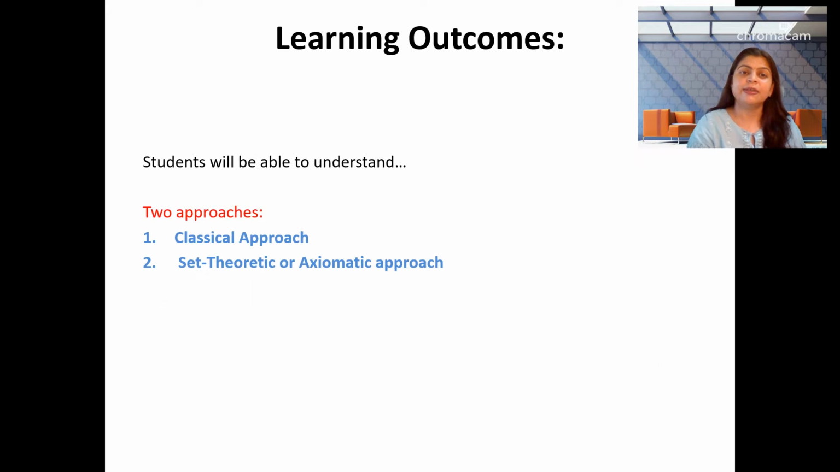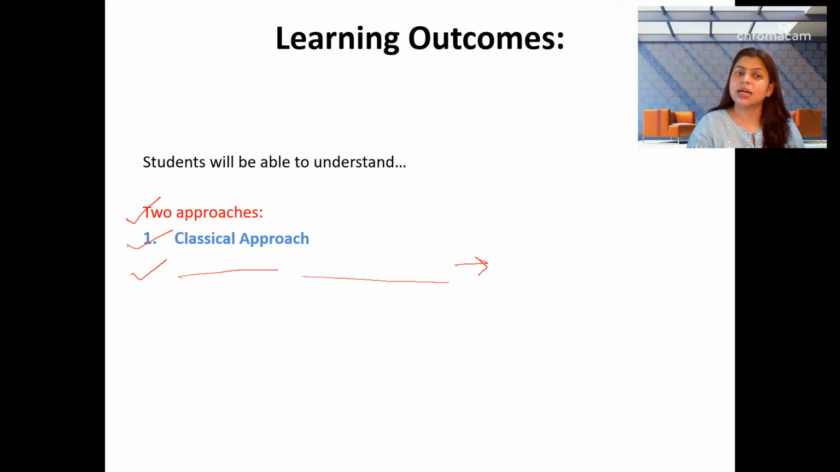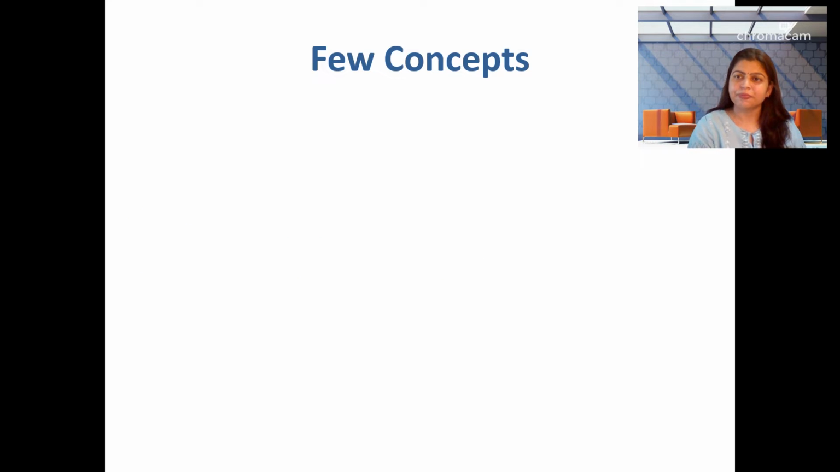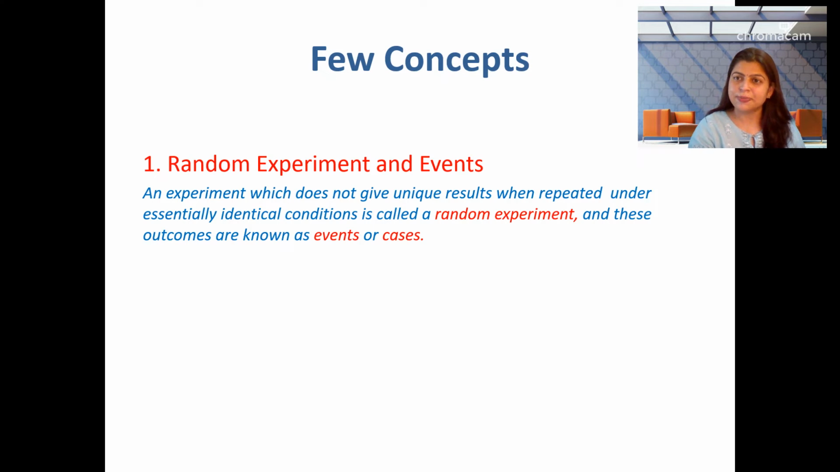Whenever we learn about the theory of probability, we have two main approaches. First is the classical approach, and second is the set theoretic or axiomatic approach. We will learn about this approach as well, maybe in lesson number 3, but today in this lesson we are going to learn about the classical approach of probability theory. We will use this approach and move further, but first let me introduce a few concepts so that we can understand the definition of probability.